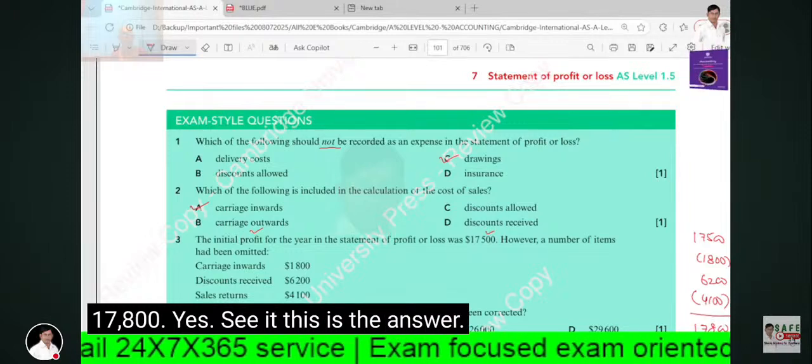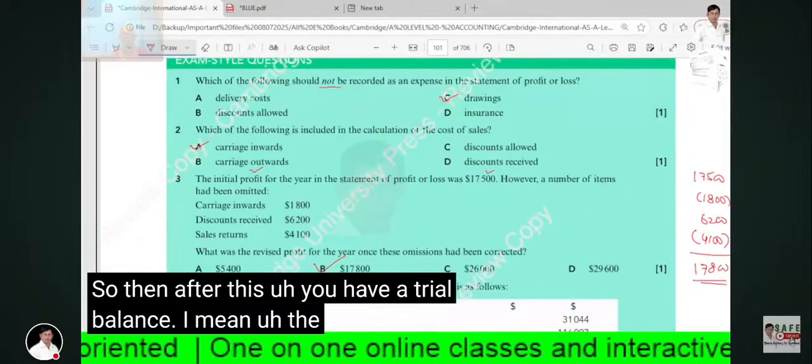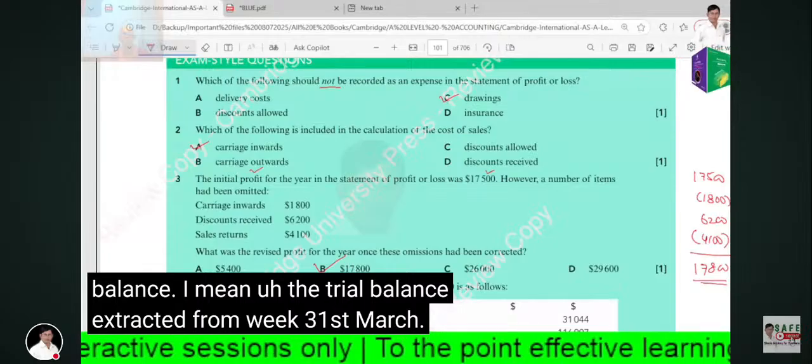17,800 is the answer. So then after this, you have a trial balance. I mean, the trial balance extracted from you is 31st March.